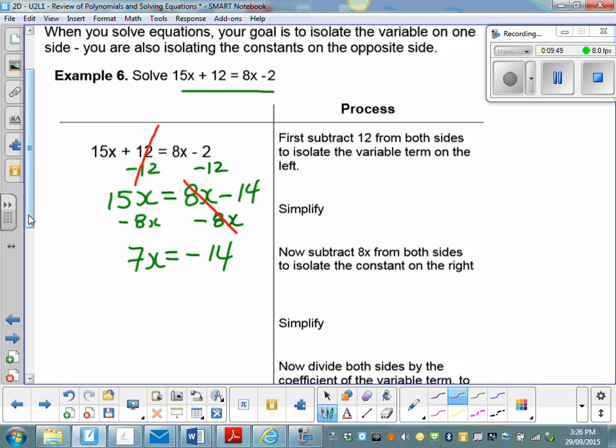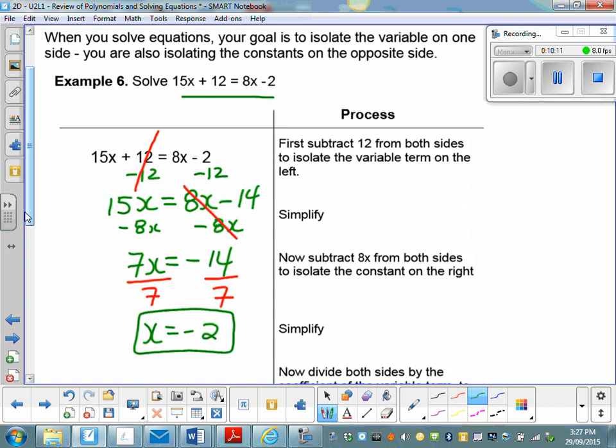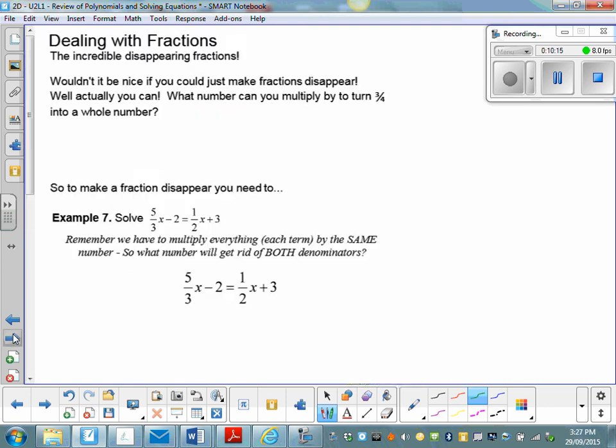And the last thing we're going to do is, to isolate the x, we have to get rid of this 7 that's multiplying. So we're actually going to divide by 7 on each side. So we end up with an answer of x equals negative 2. And I've shown all the steps here. You do not have to show all the steps here. You can shorten that up. So I'm just showing you all the steps here for the first time through.